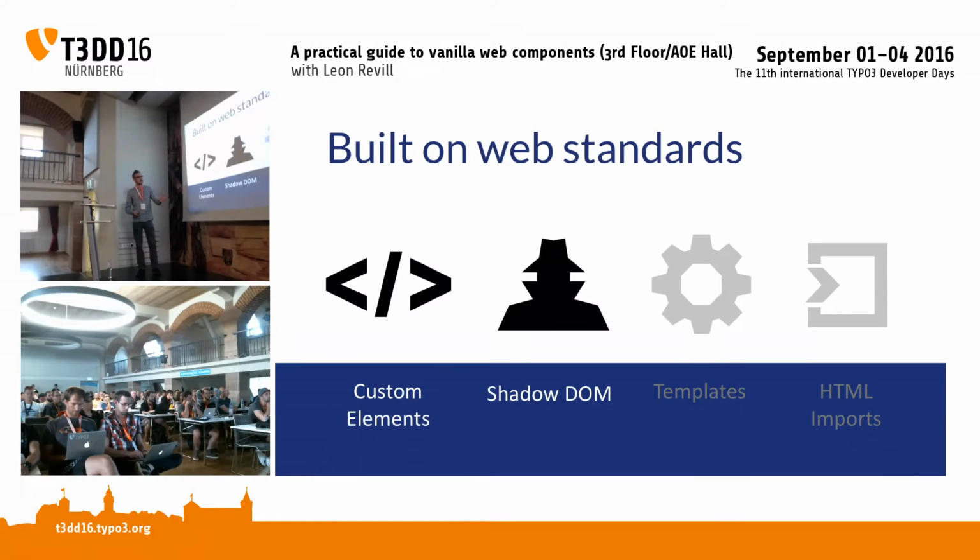So you'll notice that templates and HTML imports are grayed out here. And that's because, thanks to some new features in JavaScript, we don't actually require these specifications to build basic web components now. That's not saying they're not useful, they certainly are, but they're not a requirement to actually build web components now, so I won't be focusing on those today. I'll just be focusing on custom elements and shadow DOM.